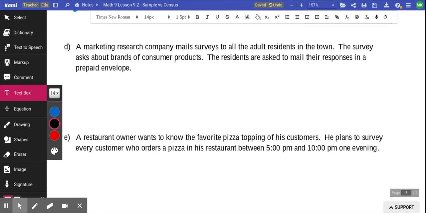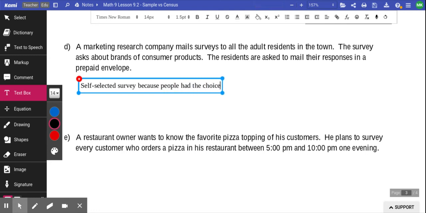D, a marketing research company mails surveys to all the adult residents in town. The survey asks about the brands of consumer products. The residents are asked to mail the responses back in a prepaid envelope. Okay, they already told us kind of what they did. This would be a self-selected sample, because people had the choice of responding or not.